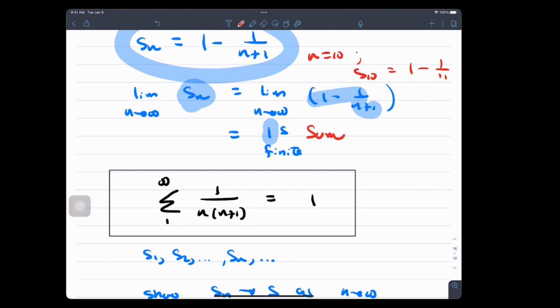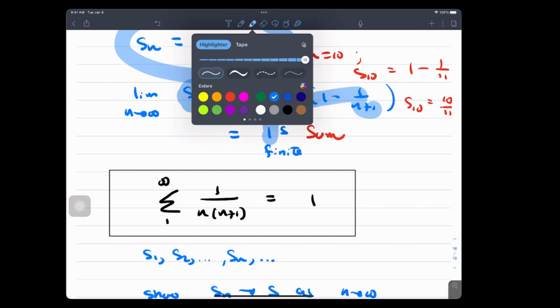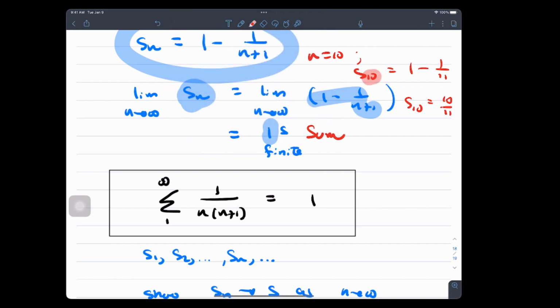S10 will be 10 over 11. But that's a finite sum, the sum of the first 10 terms. Now let this n go where? To infinity. Let that n value get arbitrarily large. In that case, if it goes to a finite number, like in this case S, that's the sum. That's the definition of a series converging.